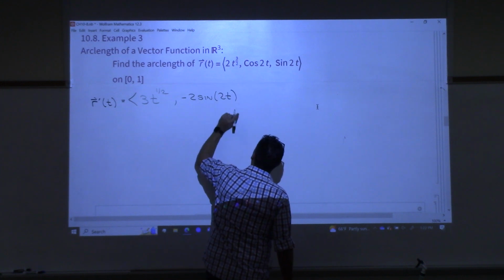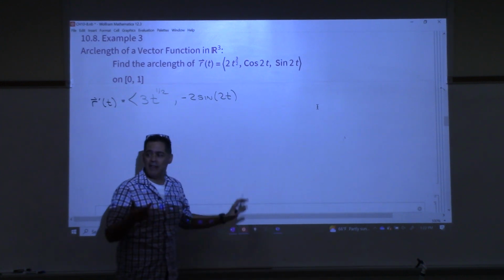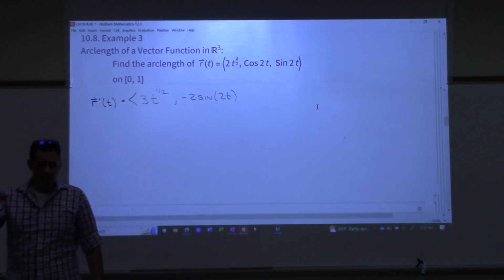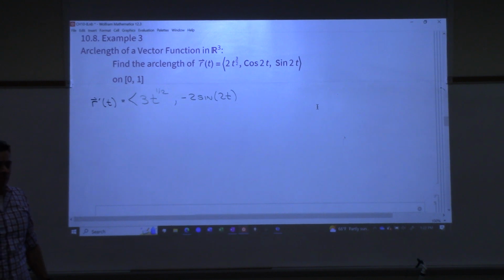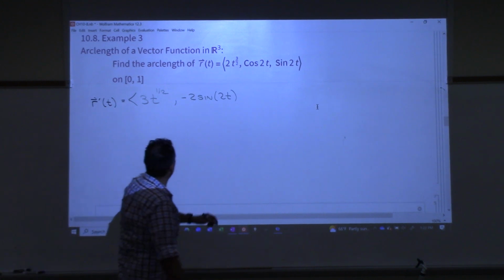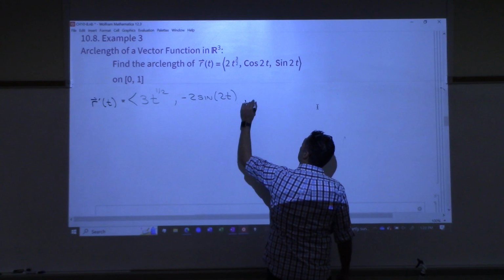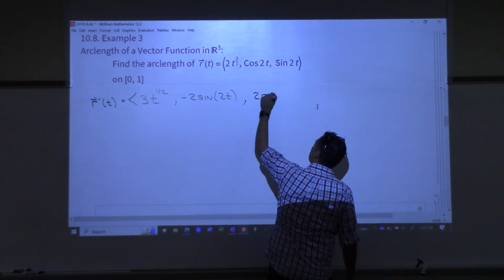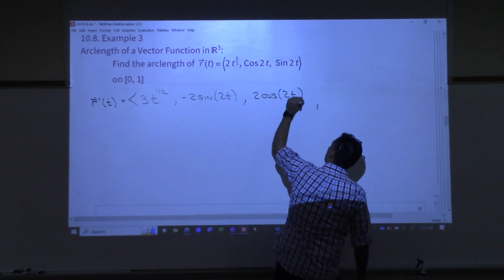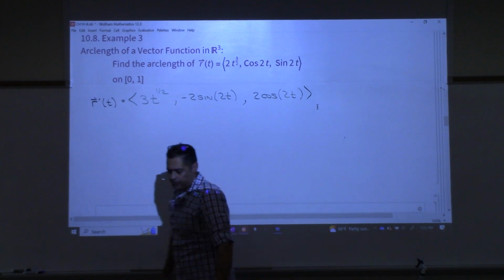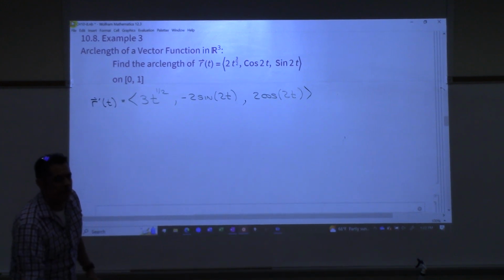And then the derivative of cosine of 2t is -2 sine 2t. I have chain rule there, right? So I have to take the derivative of cosine, which gives me negative sine, and then I take the derivative of what's inside, which gives me a 2. So I got a little bit of chain rule to work with there. And then the third component, I get 2 and then cosine 2t. All right, that's my derivative. Any questions on the derivative?